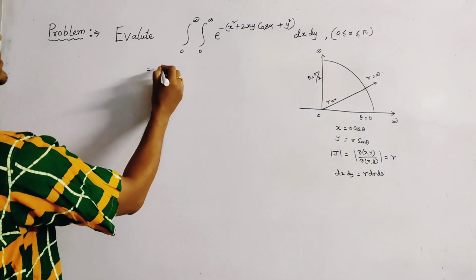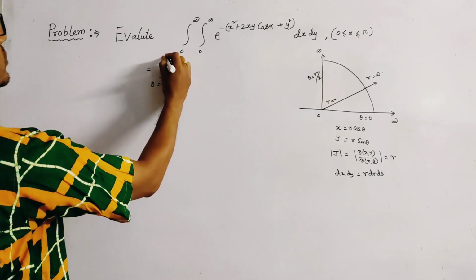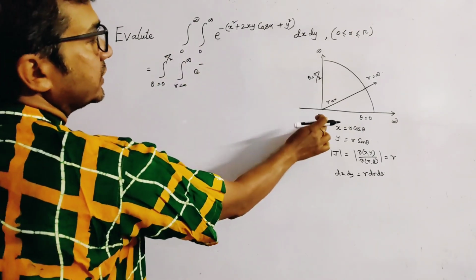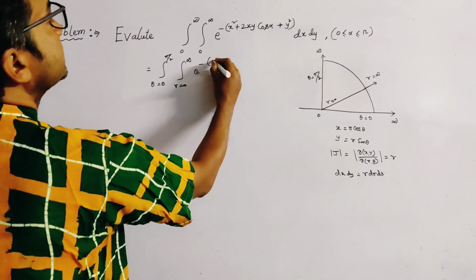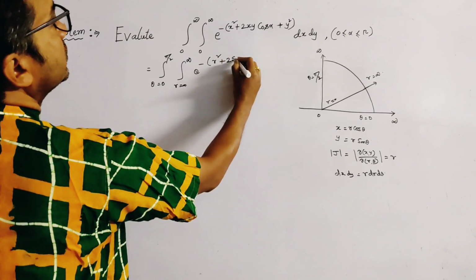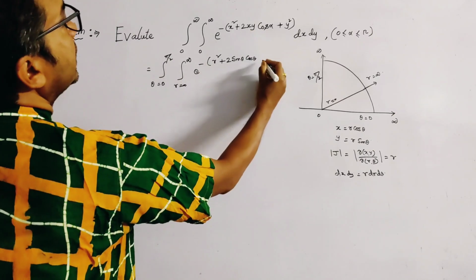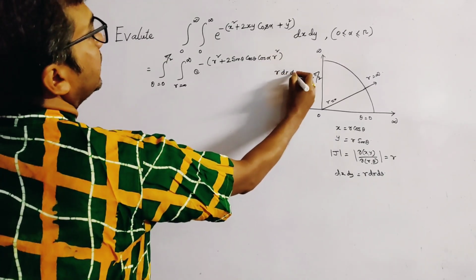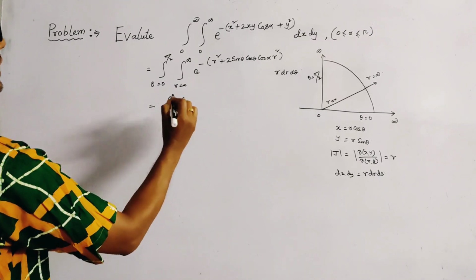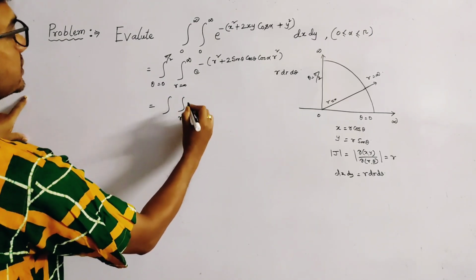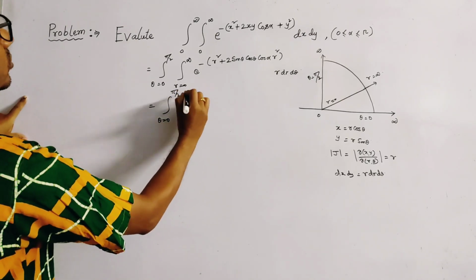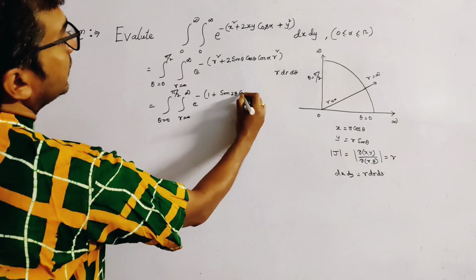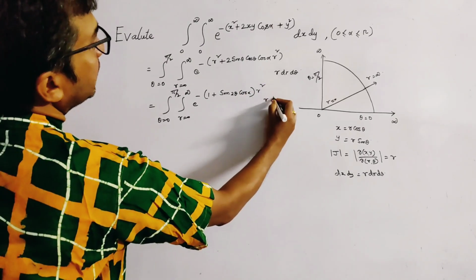So this integration is equal to the integral of theta from 0 to pi by 2, and the integral of r from 0 to infinity of e to the power minus, we put the value of x and y here, r square plus 2 sin theta cos theta into cos alpha times r square, r dr d theta. We rewrite this as the integral from theta equal to 0 to pi by 2 and r from 0 to infinity of e to the power minus (1 plus sin 2 theta cos alpha) r square, r dr d theta.